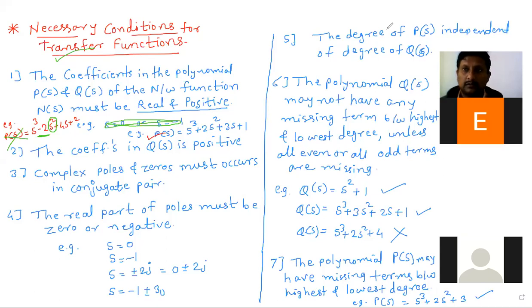Okay. So the next point will be the time domain response or time domain behavior from the pole zero plot. So this is the last point in this chapter we are discussing.